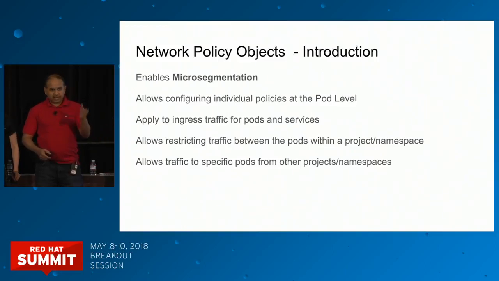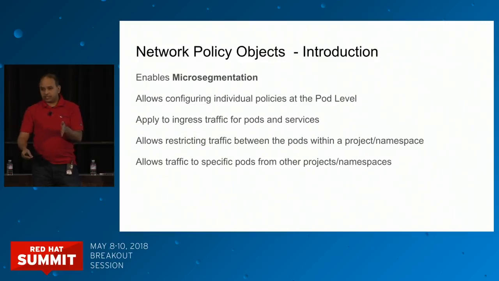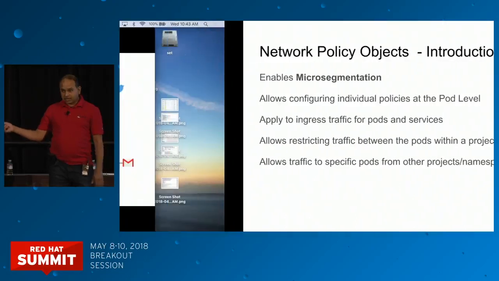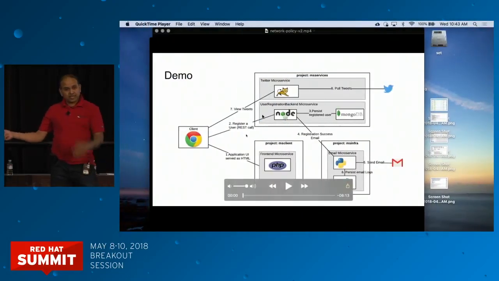You can exactly say that, hey, from this pod, I will allow traffic to this other pod, and also I'll allow traffic only if it comes on specific ports. So you get microsegmentation at a very granular level. Let's look at an example of how this is done. You'll understand it better in the demo next.